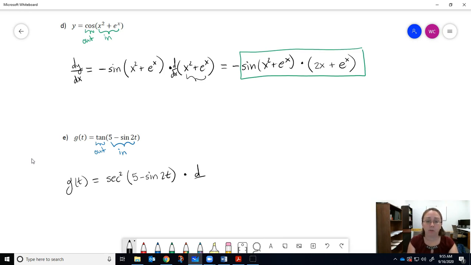Times, we're going to take the derivative now of who? The inside. Wait a second, something here looks a little funny. All right, inside has two terms, so we're going to take the derivative of each term separately. This 5 is going to 0 because it's a constant. How do we take the derivative of this? I have sine of 2t. This is two functions inside of each other again. So for this part here, we need the chain rule again.